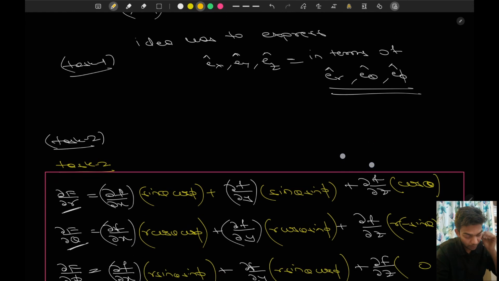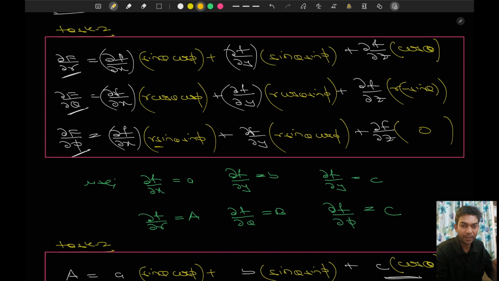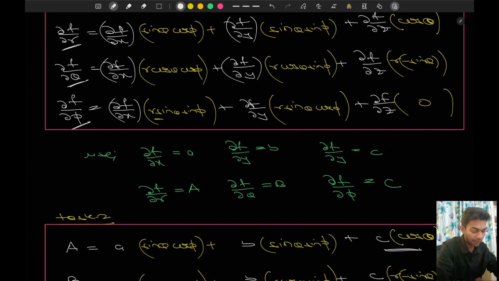So let's do them. Instead of writing again and again del f by del r and del f by del x and all those things, I have redefined my variables. This will be small f, not capital F. I have redefined del f by del x as small a, del f by del y as small b, and similarly small c for del f by del z.